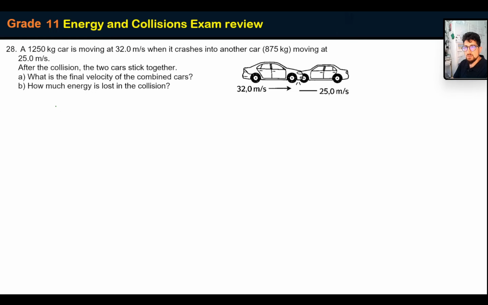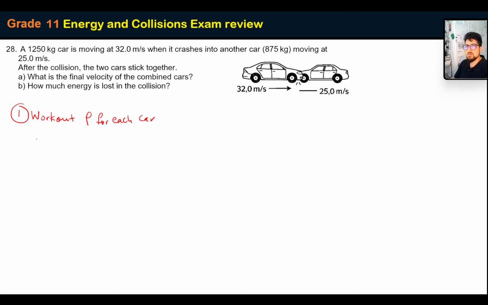Okay, so part A is what we worry about: what is the velocity of the combined cars? Now obviously we're talking about an inelastic collision where both cars have hit each other, deformed, and have become one mass. So the first thing we need to do is step 1, work out the momentum for each car. Let's do that now.